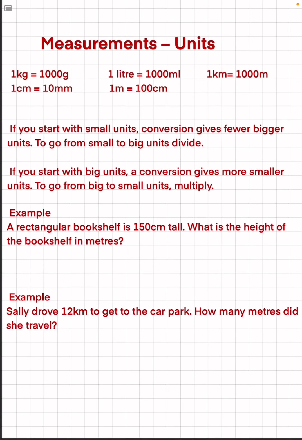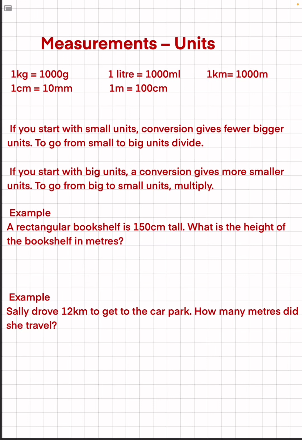In this clip, we're going to be looking at measurements. You need to know these conversion factors between large and small units. If you start with small units, conversion gives fewer bigger units. For example, gram is smaller than kilograms, so 1,000 grams equals 1 kilogram. So converting smaller units will always give fewer bigger units.